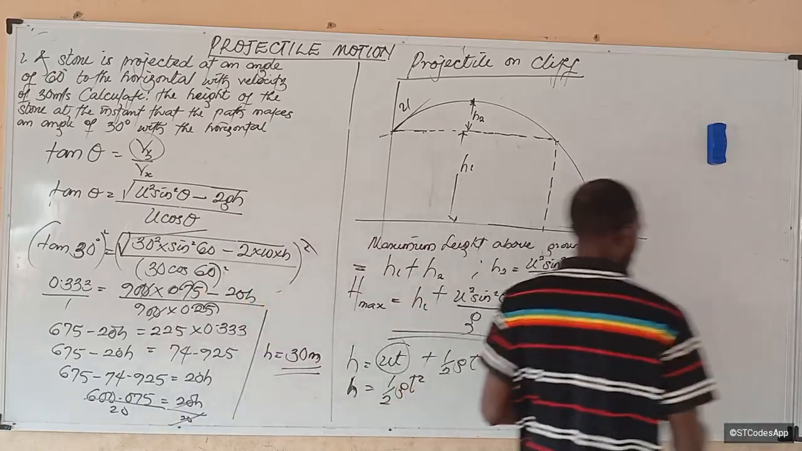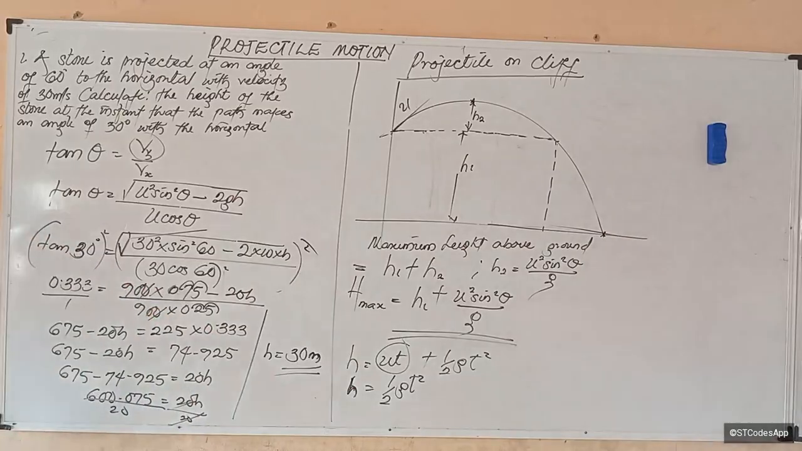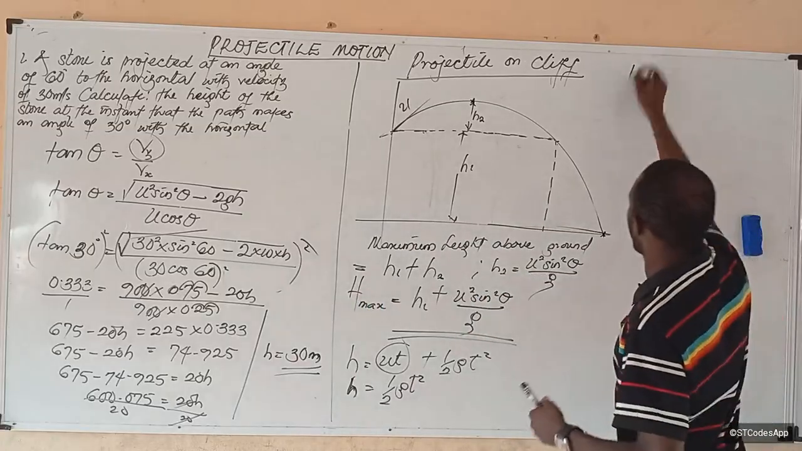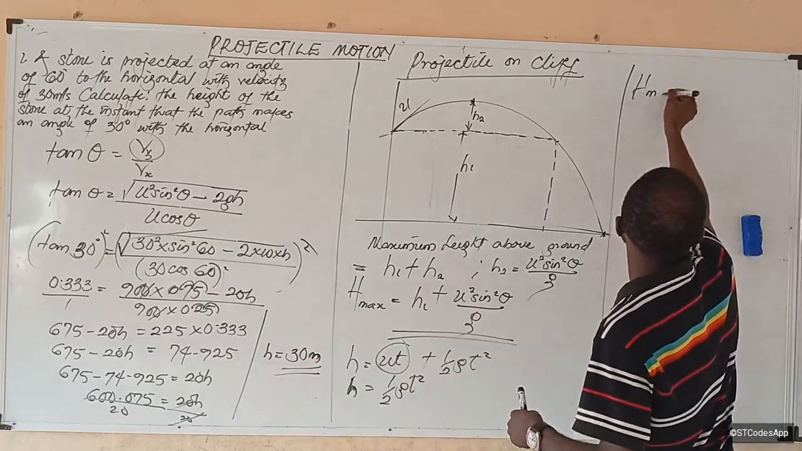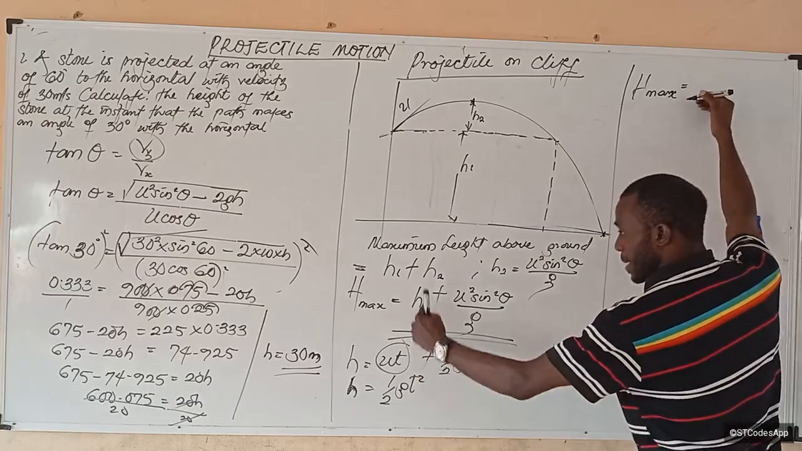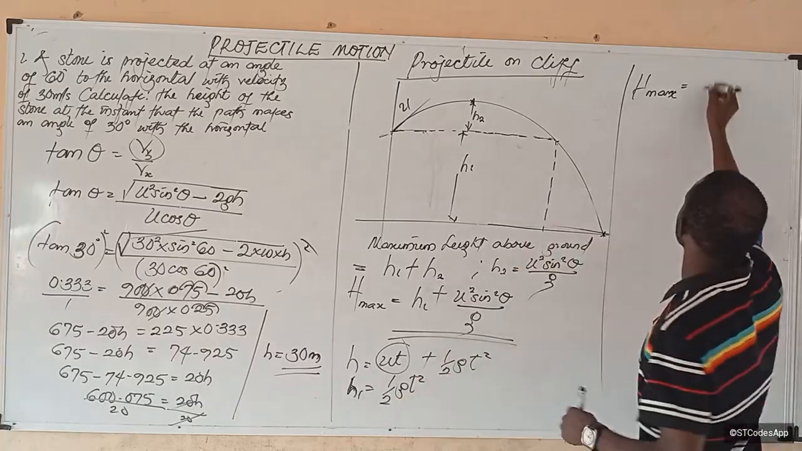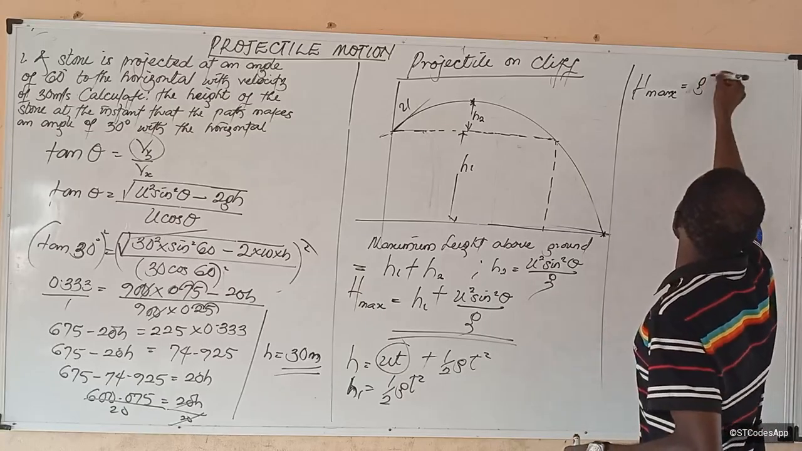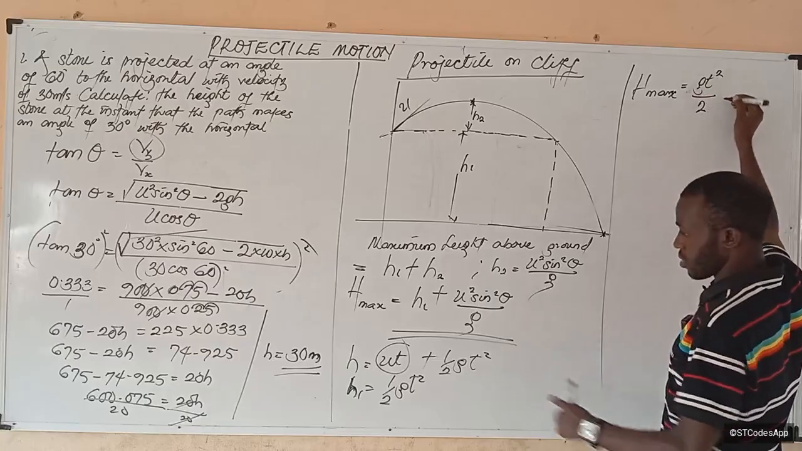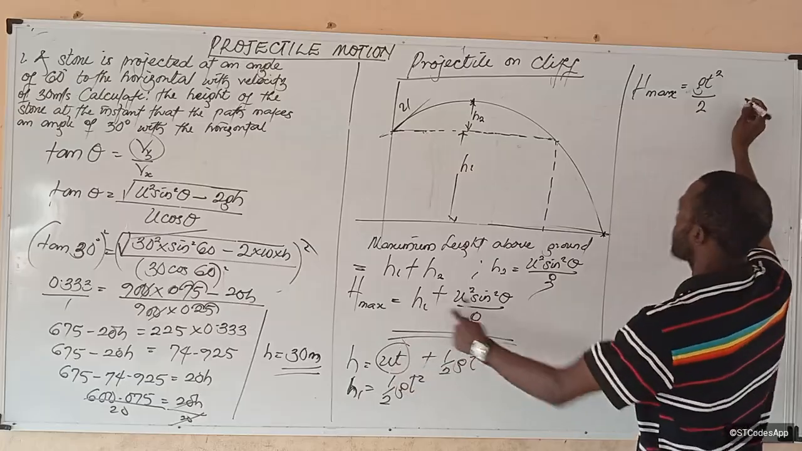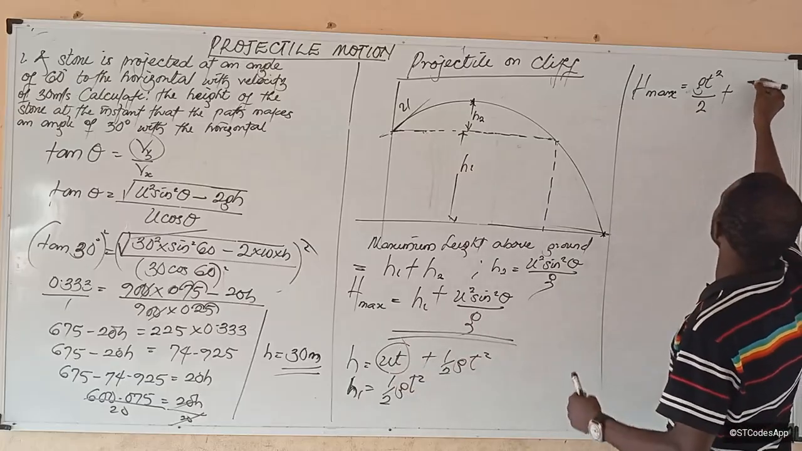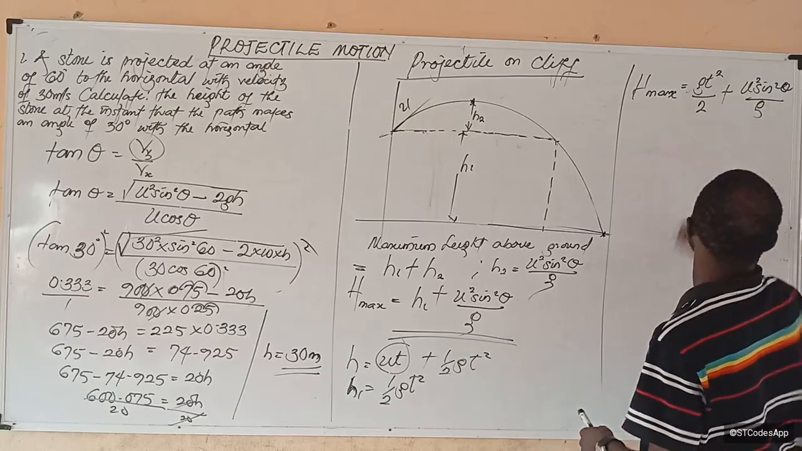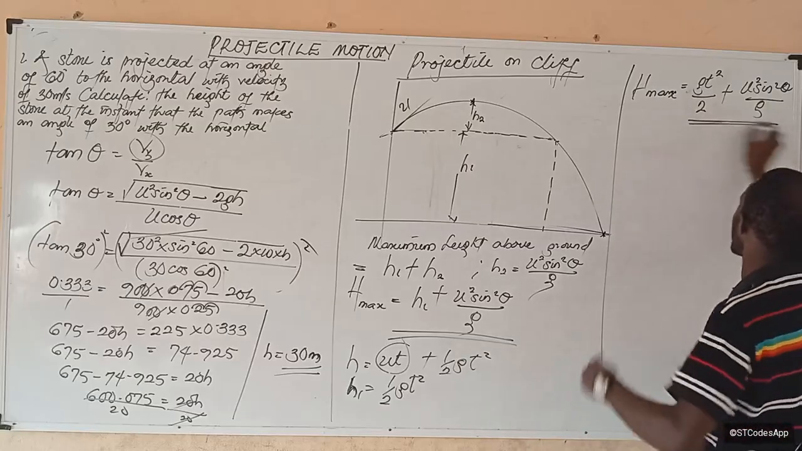So it means that if we are given these parameters, our formula for h max can transform into h1, which is now half gt squared, or gt squared over 2, either way you want to write it, because u is now 0, plus u squared sine squared theta over g. Okay? So this is another formula for the h max.